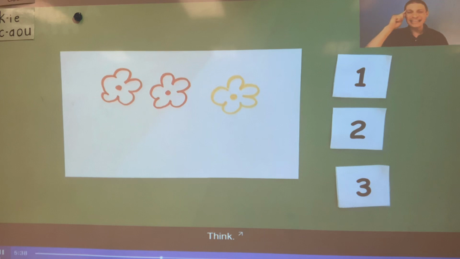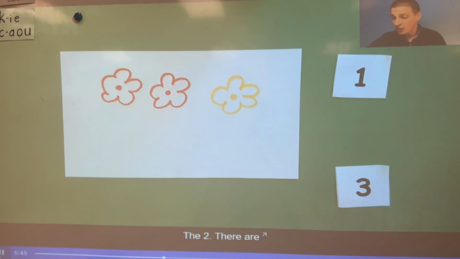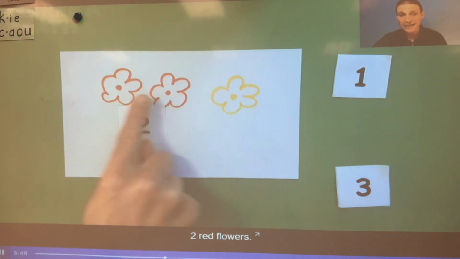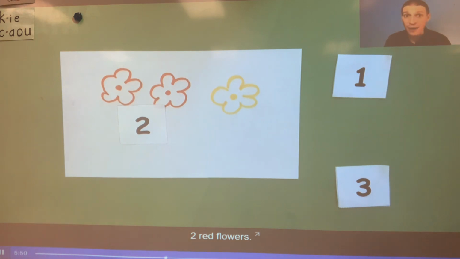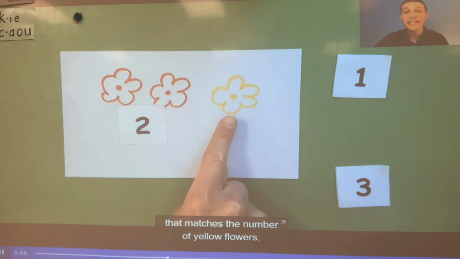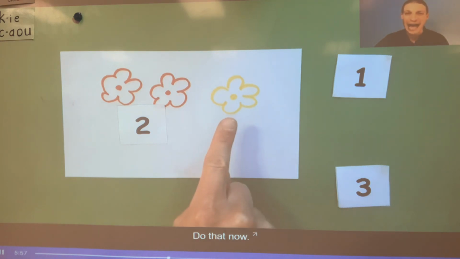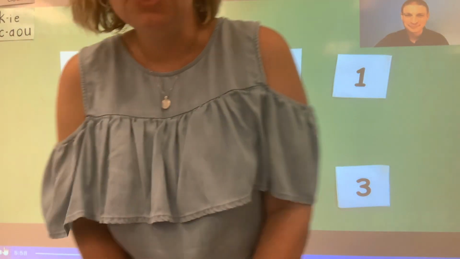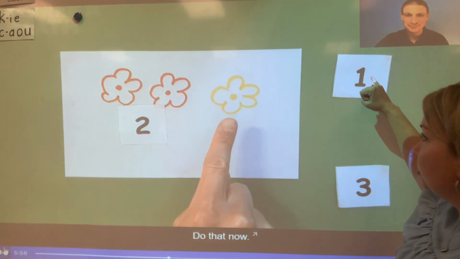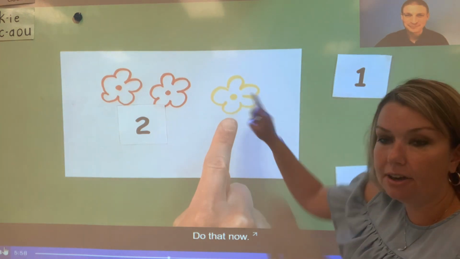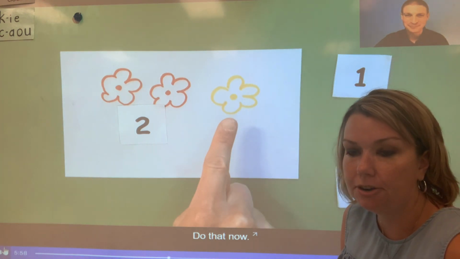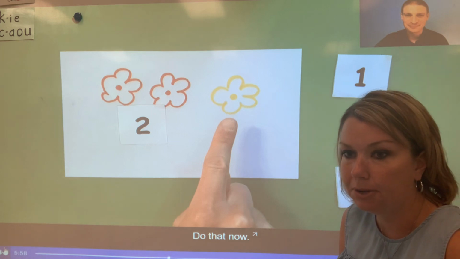Pick. Think. Say it. So I want you to say, 2. There are 2 red flowers. Now, find the number card that matches the number of yellow flowers. Do that now. Okay, so hold up your fingers. Which number card would we do for the yellow flowers? Show me with your fingers. Which number card would we pick?